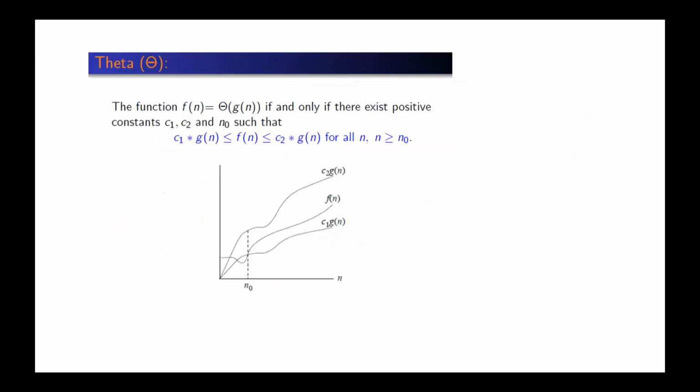Next notation, theta. Theta means what? Order of growth of f of n is same as order of growth of g of n.